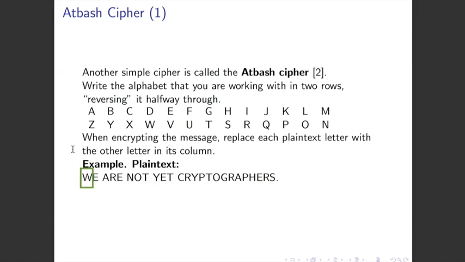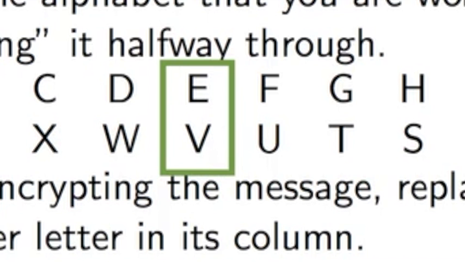So what I do is I go and I find W in the table, and I look and I say, well, across the column from W is D. Because D is in the column across from W, that means that in my encrypted message, W gets replaced by D. And then I look and I say, well, the next letter is E. The same column as E contains V, so the next letter that I'm going to write is going to be V.